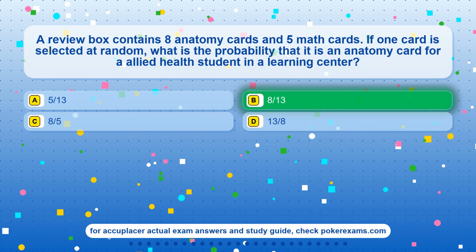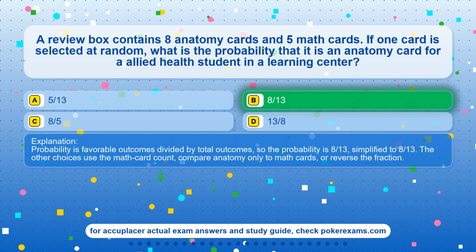The correct answer is option B, 8/13. Probability is favorable outcomes divided by total outcomes, so the probability is 8/13, simplified to 8/13. The other choices use the math card count, compare anatomy only to math cards, or reverse the fraction.